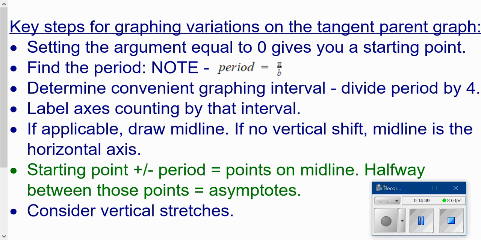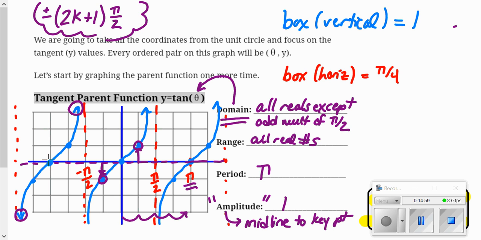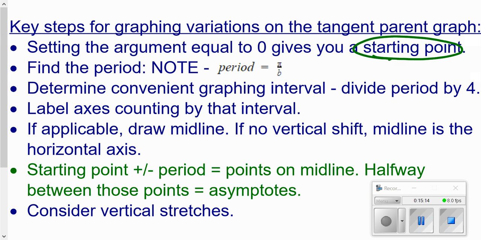Then this part's a little different. The part in green, that's why I highlighted it. So take that starting point that you got up here, and add or subtract your period value, and then that will give you a bunch of points on your midline. Those points are going to be equivalent to these points right in here. Okay, and then halfway in between those points, if you take any two of them, that's where you put an asymptote. Halfway between these points, that's where you put an asymptote. Okay, so that's what I'm talking about here.